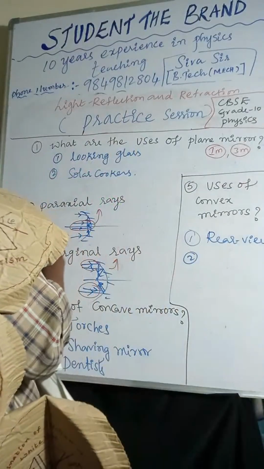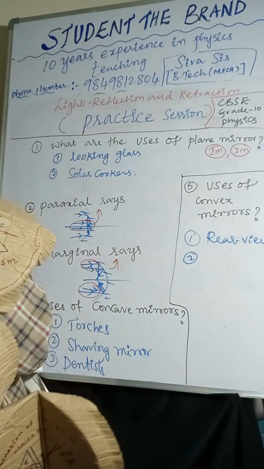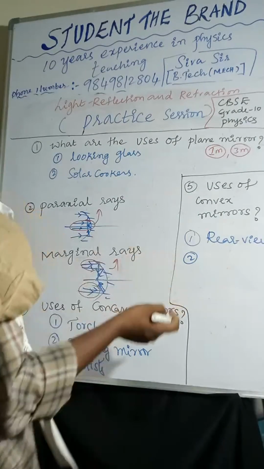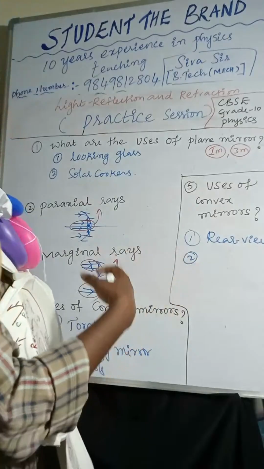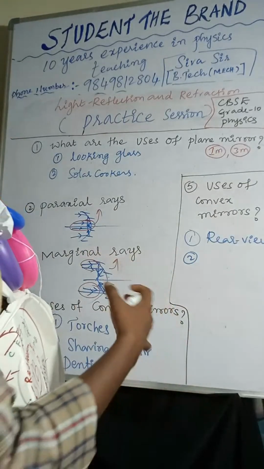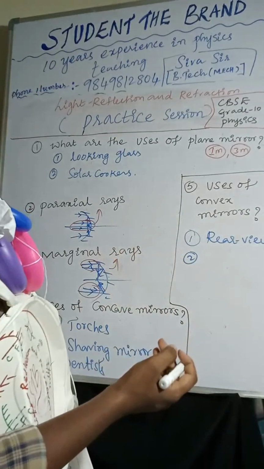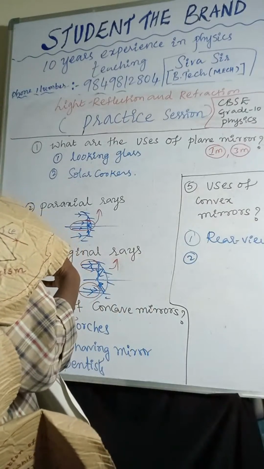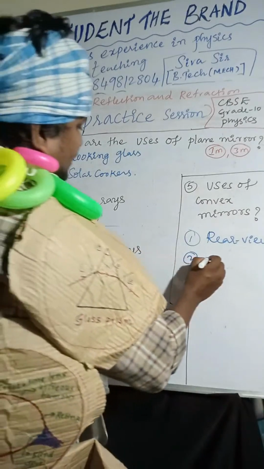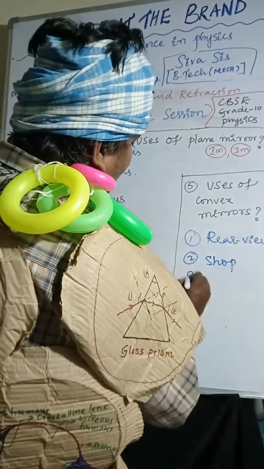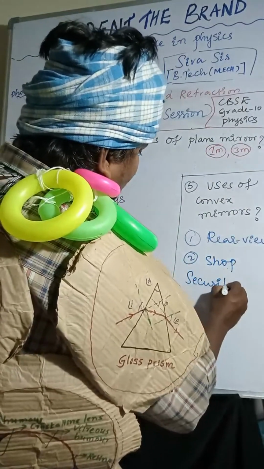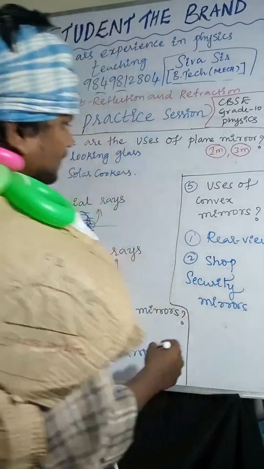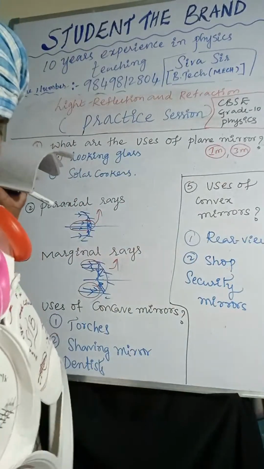Second one, it is used in shop security, or also in a reflecting telescope. The rear view mirror is very important. It gives a wide range field of view. That's the reason we are able to see the large view of the traffic behind us. Next, used as shop security mirrors. Uses of convex mirror.